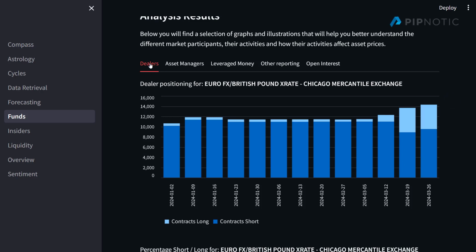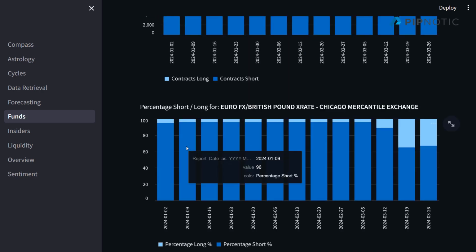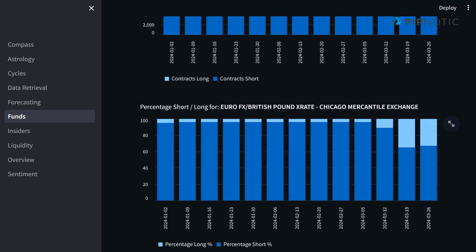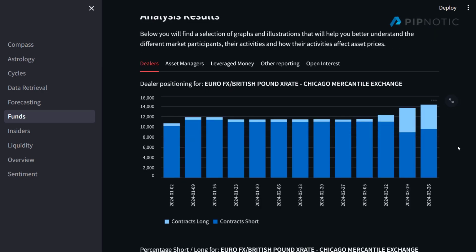We have dealers, and a dealer is not doing the same thing as asset managers and leverage money. Asset managers and leverage money are involved in the market for speculative purposes. The dealers are not. They are typically going to be somewhat opposite to what these two categories are doing. Okay, and so you can see here that we had a lot of selling here, and then the number of sellers decreased and buying picked up. You can see buying picked up here the past couple of weeks.